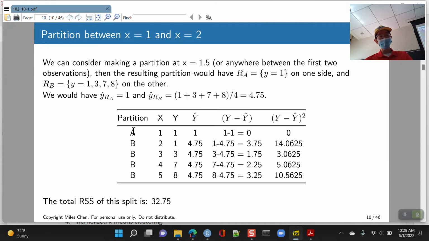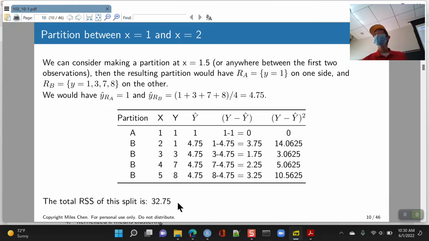So if you are in partition A, your prediction, there's only one value, is 1. And so you would predict all values where x is less than 1.5 to have y hat equal to 1. And therefore, in our data, our residual is 0, and the residual here is going to be 0 squared. As far as the other values, 1, 3, 7, and 8 add up to 19. 19 divided by 4 is 4.75. And if we calculate the residuals, we get 3.75, 1.75, 2.25, and 3.25. And we say, okay, what are the squares of these things? And when you add all of these up, you get 32.75.